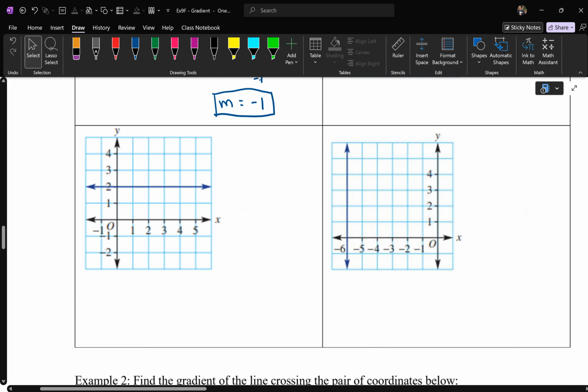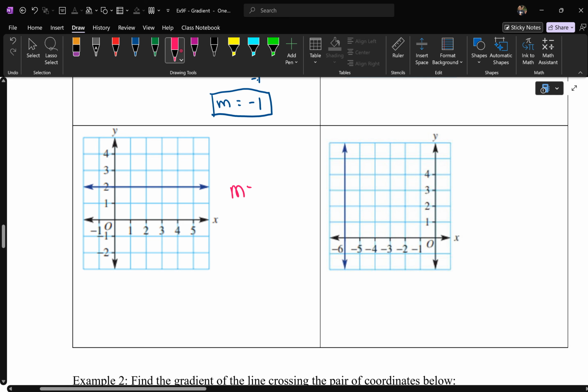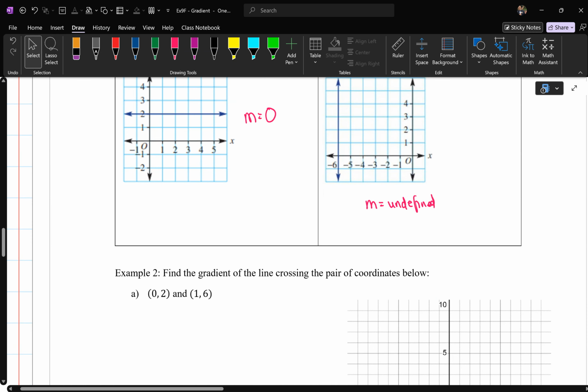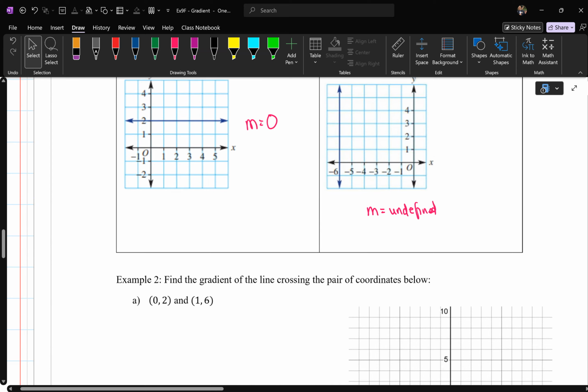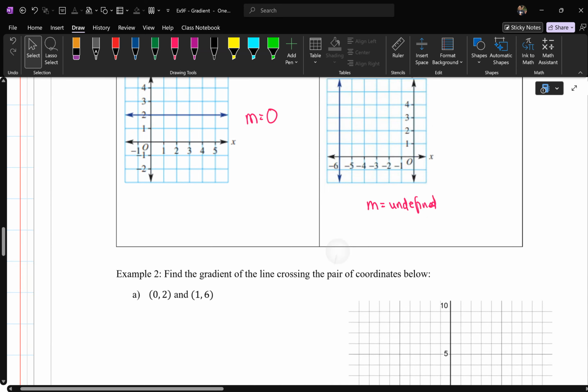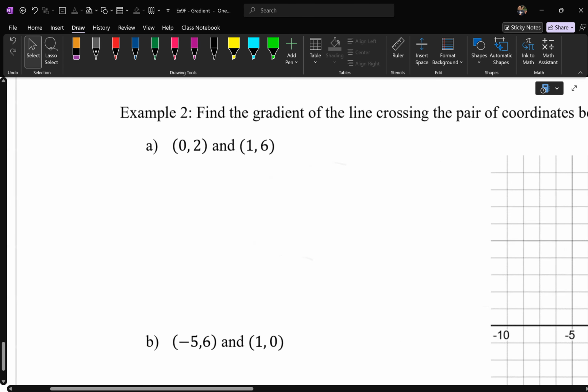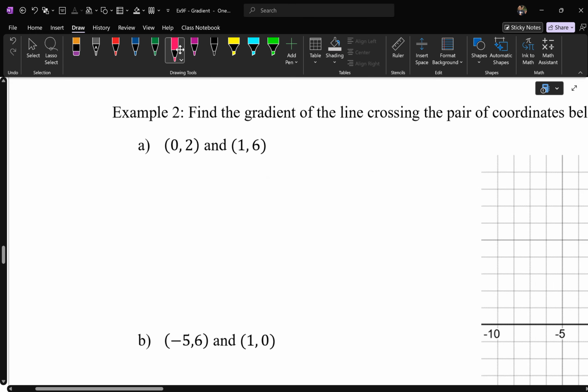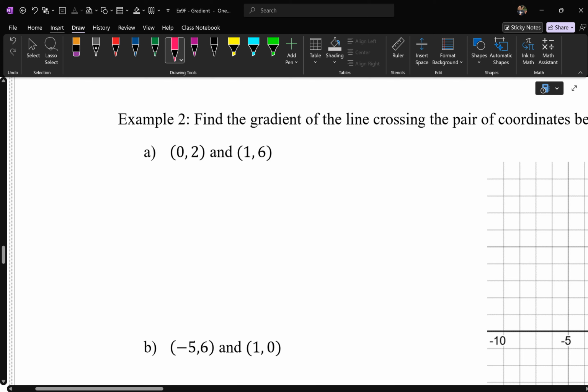This one, obviously, 0 gradient. Remember the 4 types that I gave to you before. So if it's horizontal, m is 0, and then this one is undefined. Okay, so that was the 4. So when it's a vertical line, it's undefined, and when it's horizontal, gradient is 0. So you can practice that rule that I just gave to you to do this question as well. You can find the gradient.